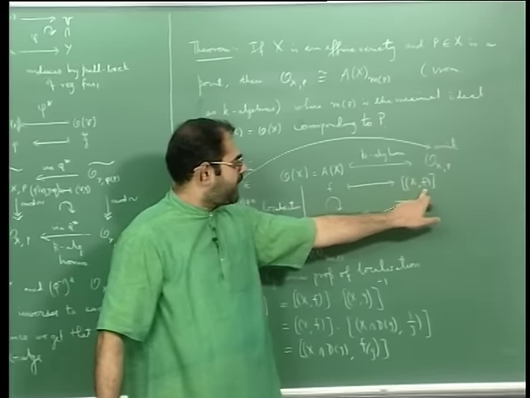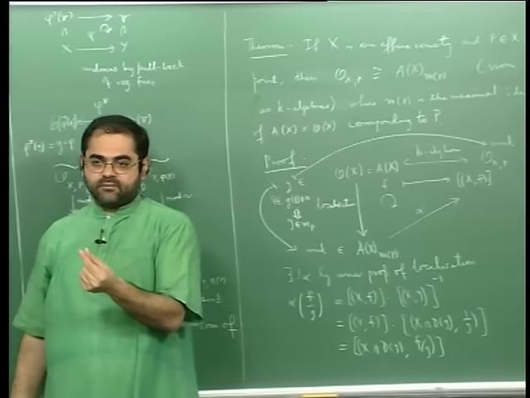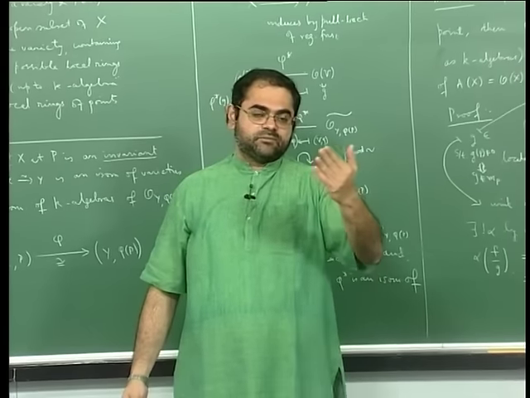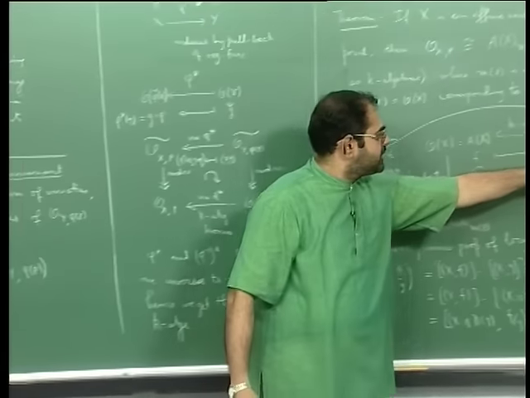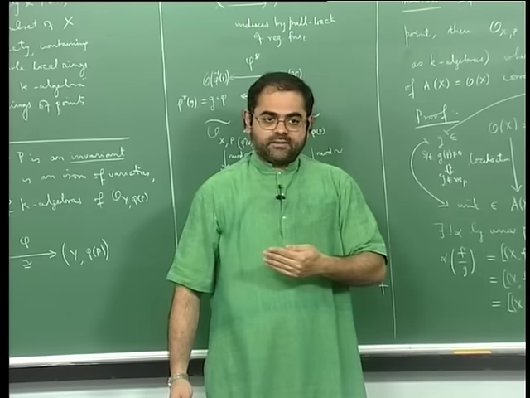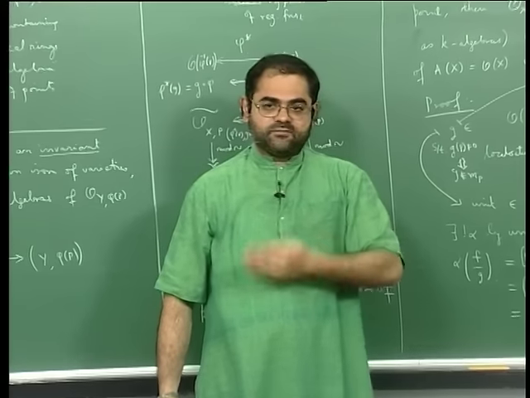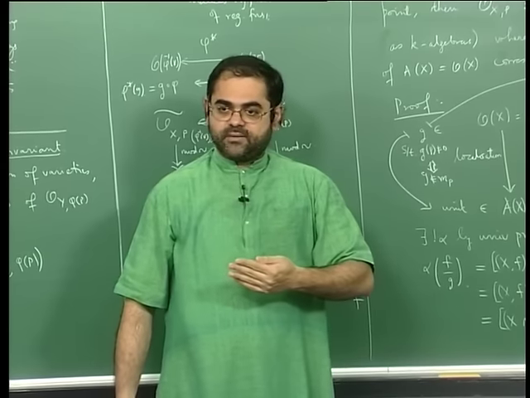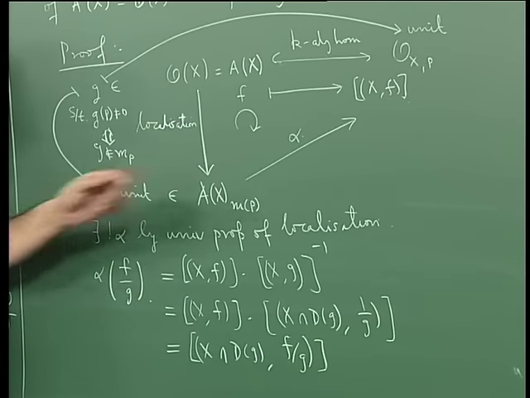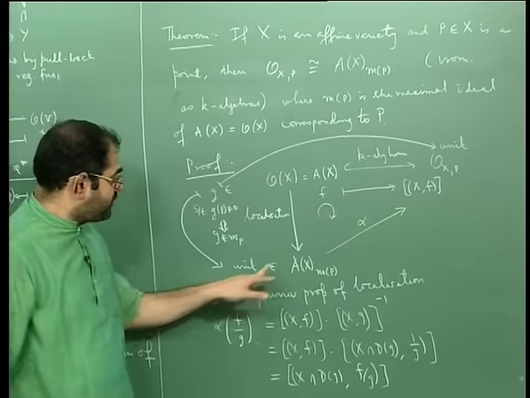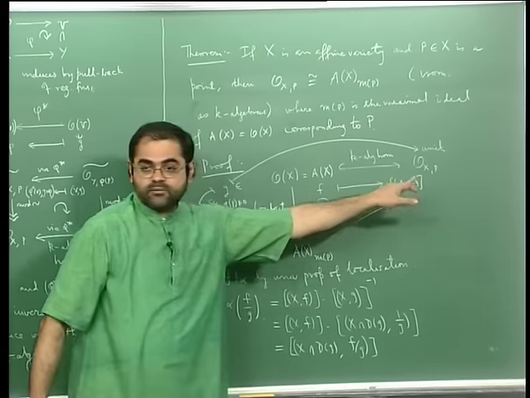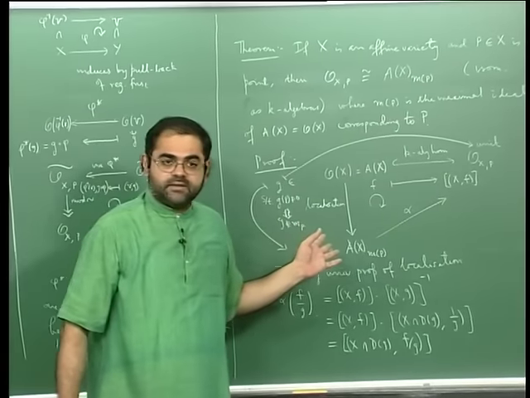What is an element here? An element here is a germ of a regular function at the point. But what is a regular function at a point? It is something that has to locally look like a quotient of polynomials. So in a neighborhood of that point it is going to look like f by g, where f and g are polynomial functions on the affine space in which X is embedded. But then that f by g will also be here as an element, and alpha will carry it onto your germ, so it's injective, it's surjective, so it's an isomorphism.